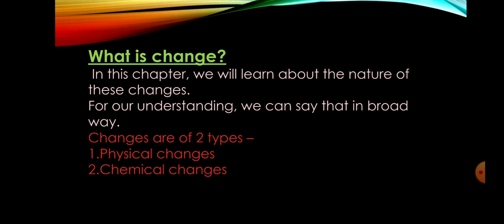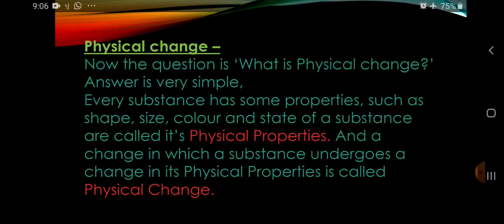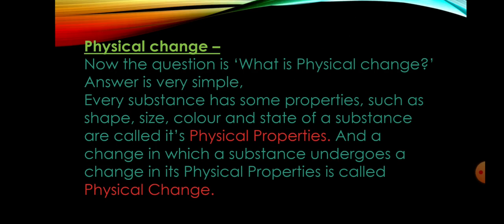Now, what is change? In this chapter, we will learn about the nature of these changes. For our understanding, we can say that in a broad way, changes are of two types: physical changes and chemical changes. We will make use of these physical changes and chemical changes in our chapter. First, we will discuss physical change. Now, the question is, what is physical change?